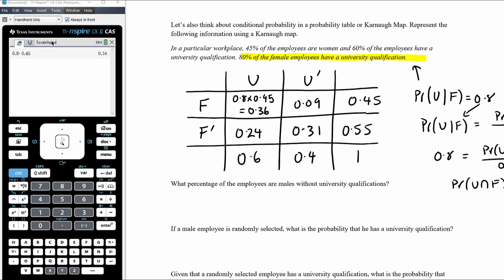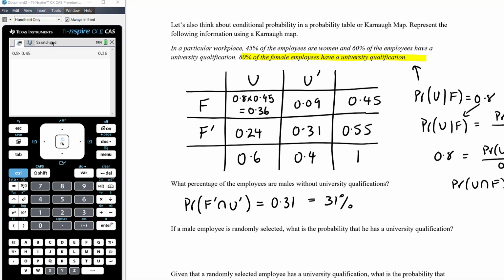Okay, what percentage of the employees are males without university qualification? So of the employees, it's not a conditional probability, so the probability out of the whole sample space that we have a male who does not have a university qualification, so we're assuming male is not female here. Apologies for the slightly non-inclusive language. So the probability that an employee is not female and doesn't have a university qualification. We can see from the table it is 0.31, and it asks for a percentage, so 31%.